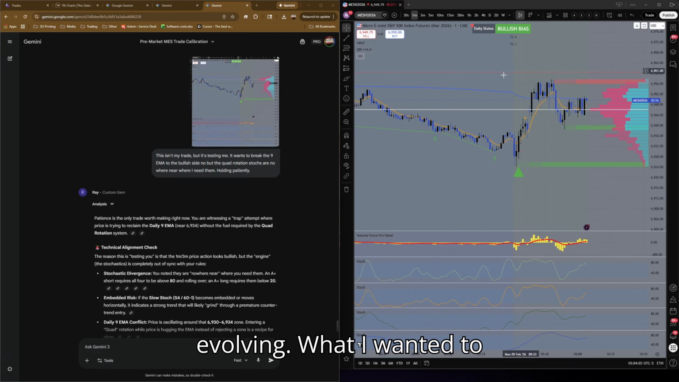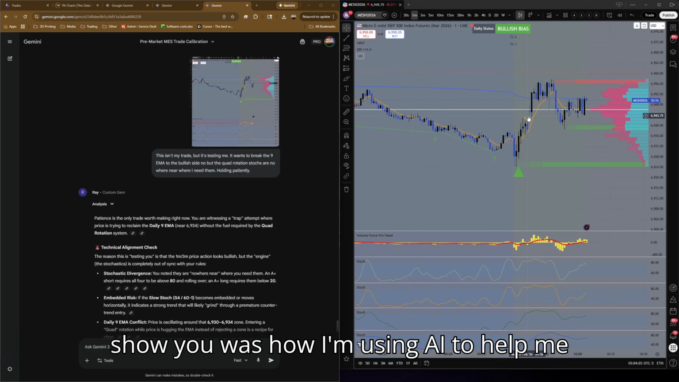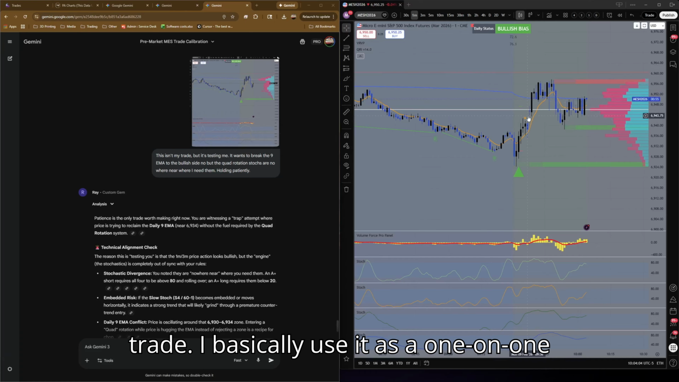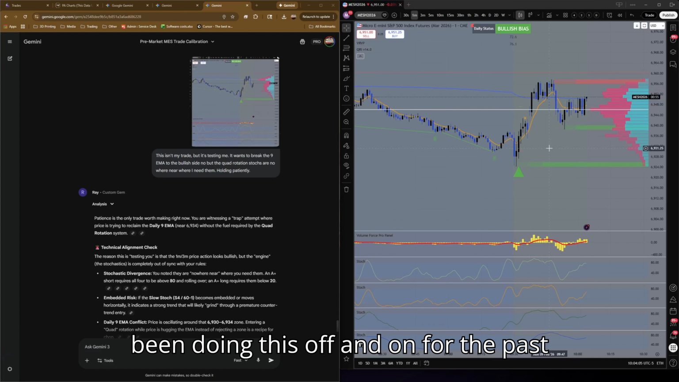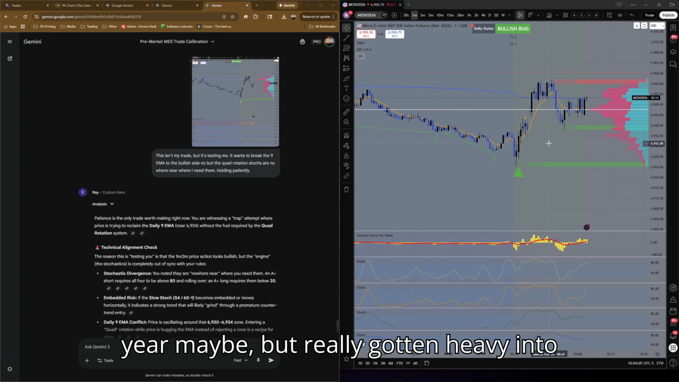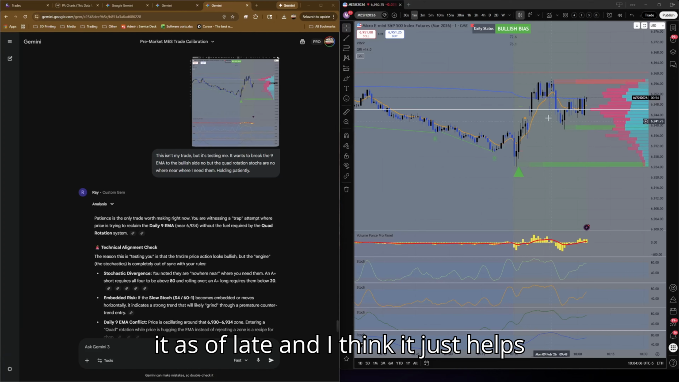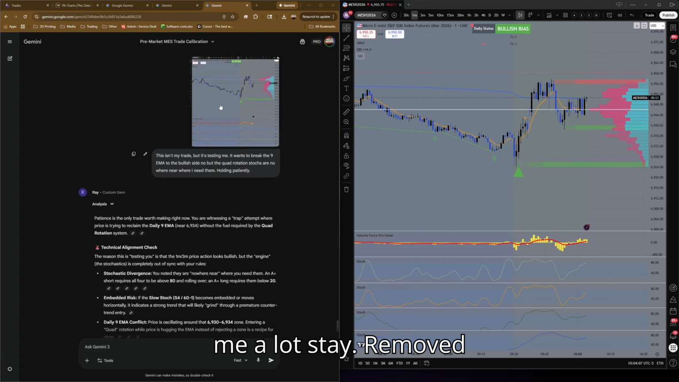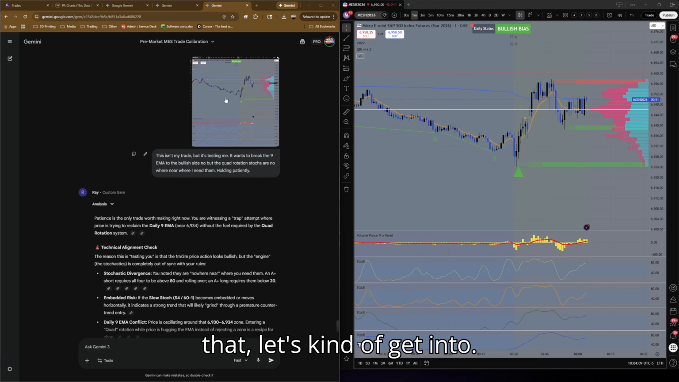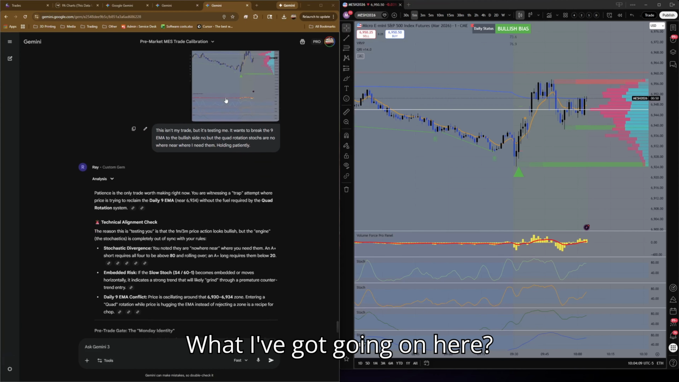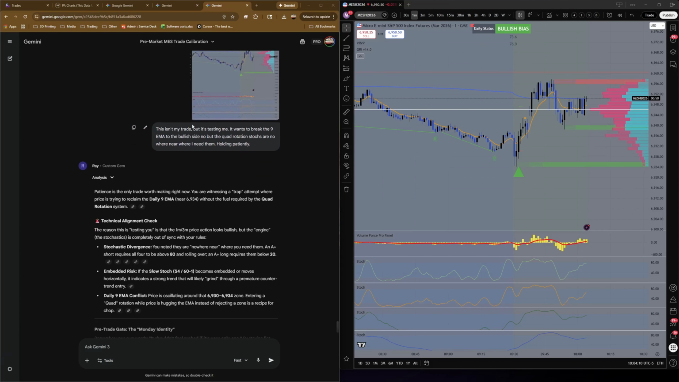What I wanted to show you was how I'm using AI to help me trade. I basically use it as a one-on-one coach every step along the way. I've been doing this off and on for the past year, maybe, but really gotten heavy into it as of late. And I think it just helps me a lot stay removed from my emotions and stay a little bit more systematic. So, with that, let's get into what I've got going on here.